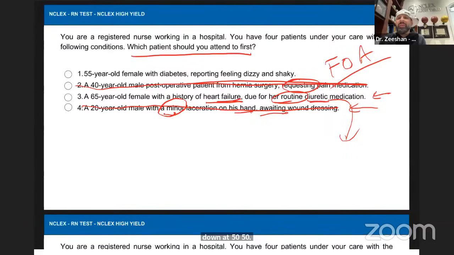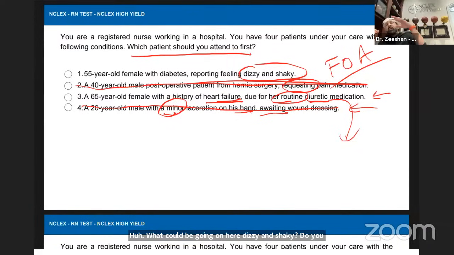55-year-old female with diabetes reporting feeling dizzy and shaky. What could be going on here? Dizzy and shaky. Do you think my nerves, altered mental status, dizzy? What's going on? What do you think happened?